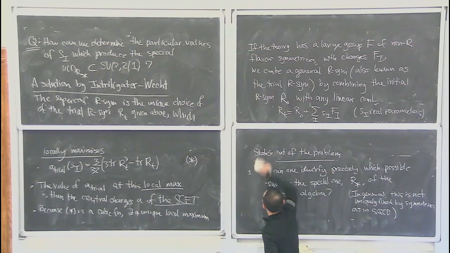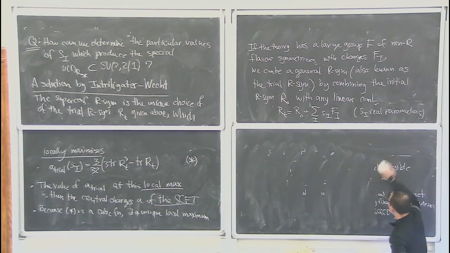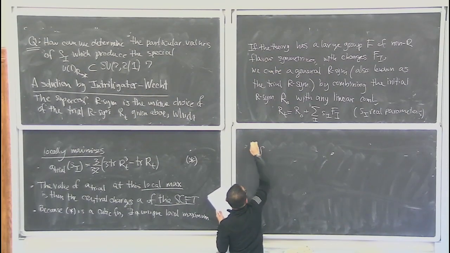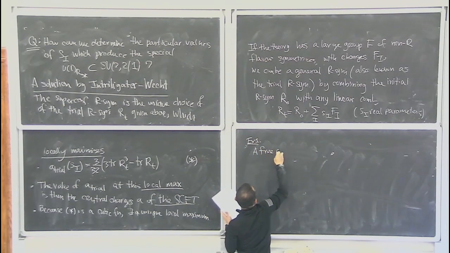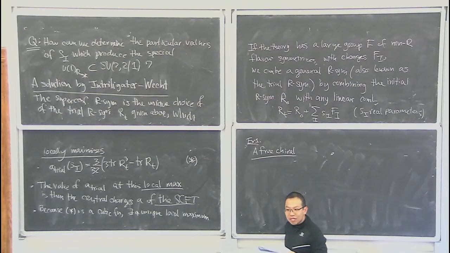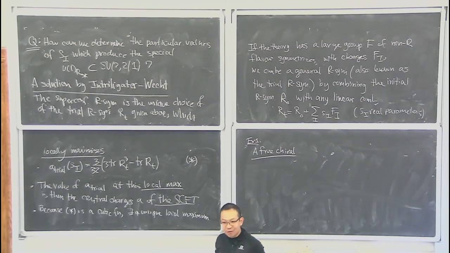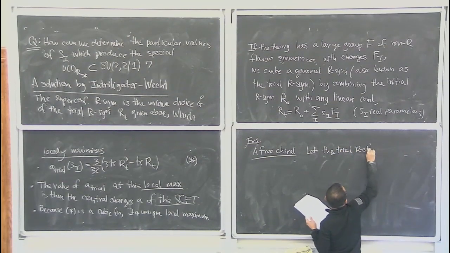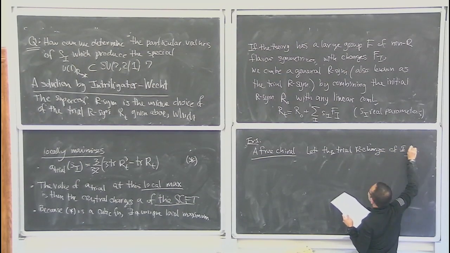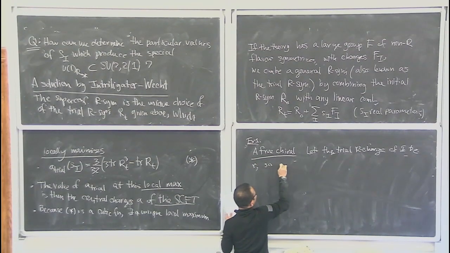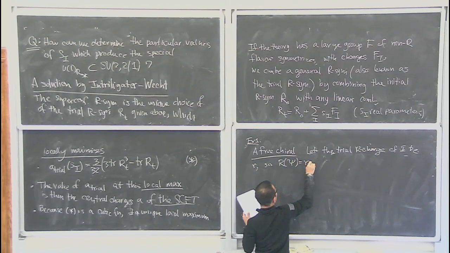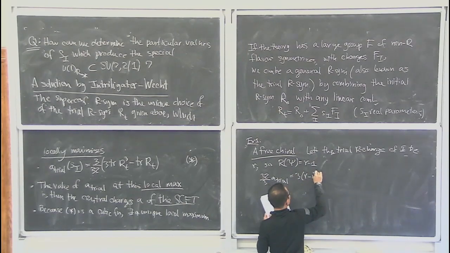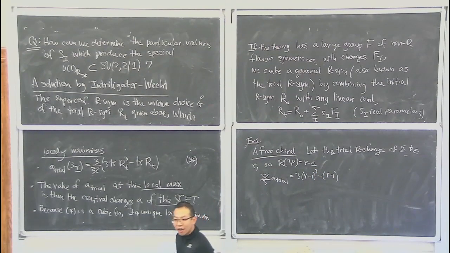Right, let me erase this. Let me do one trivial example and one hard example. So, a free chiral, example number 1. You know what the R charge of a free chiral is, right? But let's use a-maximization to derive the value. Let the trial R charge of phi be R. So the R charge of the fermion component is R minus 1. So 32 over 3 a-trial is (3R minus 1) cubed minus (R minus 1). You agree? This is my trial function.